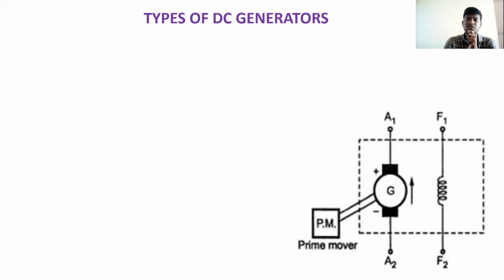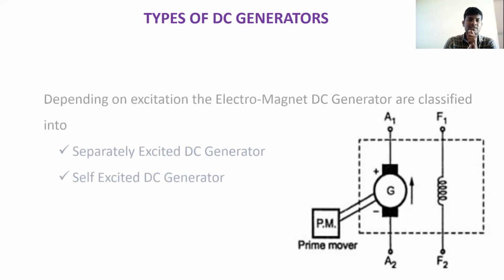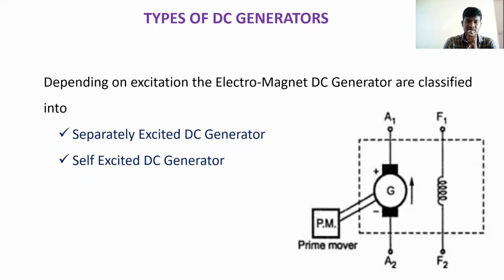Based upon these methods of excitation, the DC generators are classified into two types: separately excited DC generators and self-excited DC generators. The separately excited DC generator means we are providing the supply to the field separately. So that is called a separately excited DC generator.